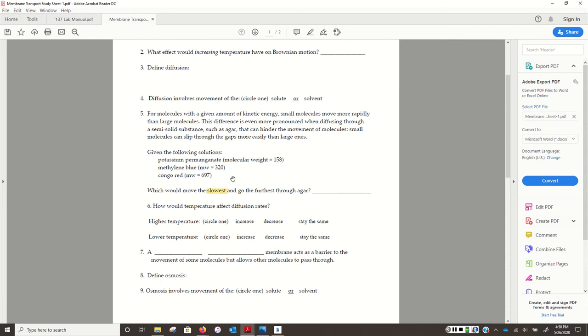Well, the one that moves the slowest will not go very far at all. The one that moves the fastest will go the farthest. So you'll have 2 answers here the way that this is written. And again, that's just based on the things that affect the rate of diffusion.